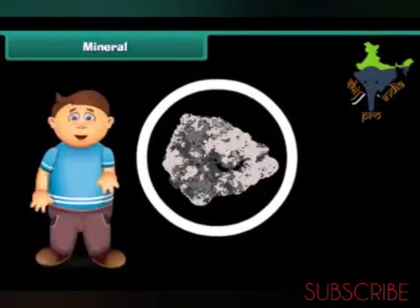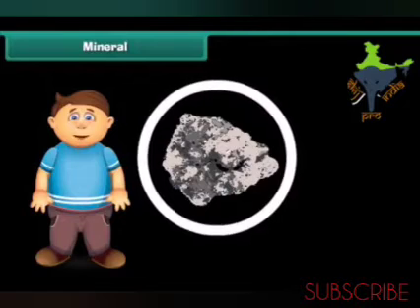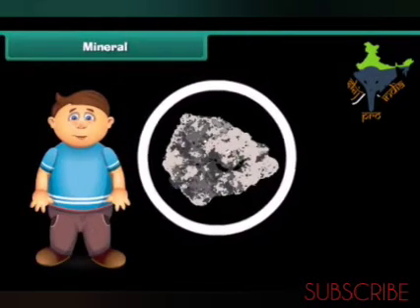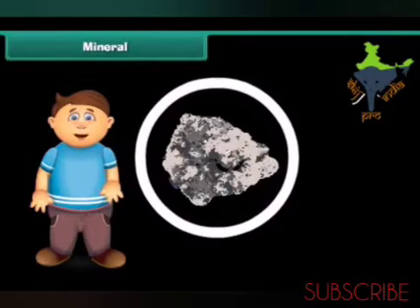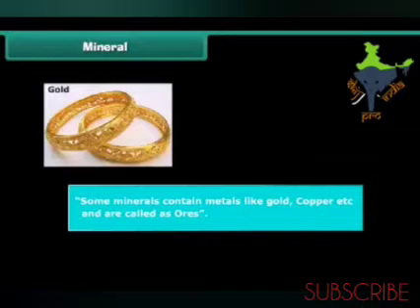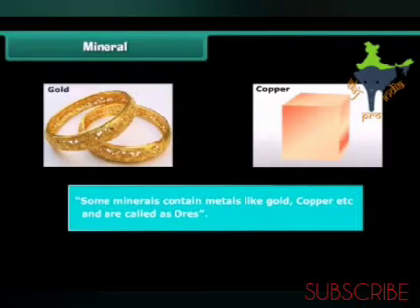Now let's shift to minerals. Minerals are the materials from which rocks are formed. Minerals contain several important substances. Some minerals contain metals like gold and copper and are called as ores. We get metals from these ores.